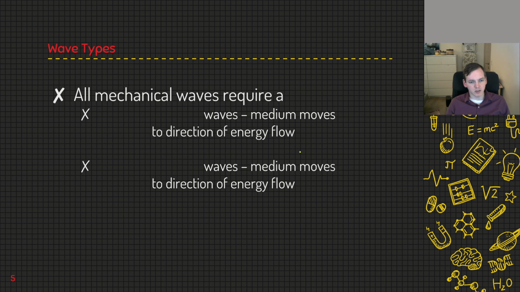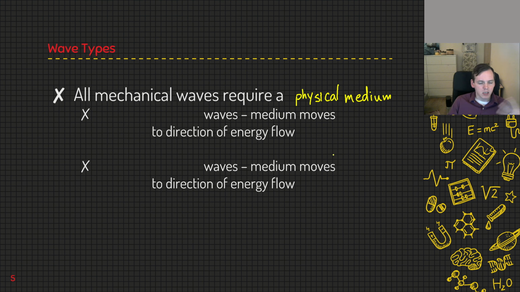First, we want to define that a mechanical wave requires a physical medium. So you can't have a mechanical wave if you don't have a medium that is physical. And by medium, we just mean whatever the wave is going through, the stuff. And by physical, we mean that it's made of matter.